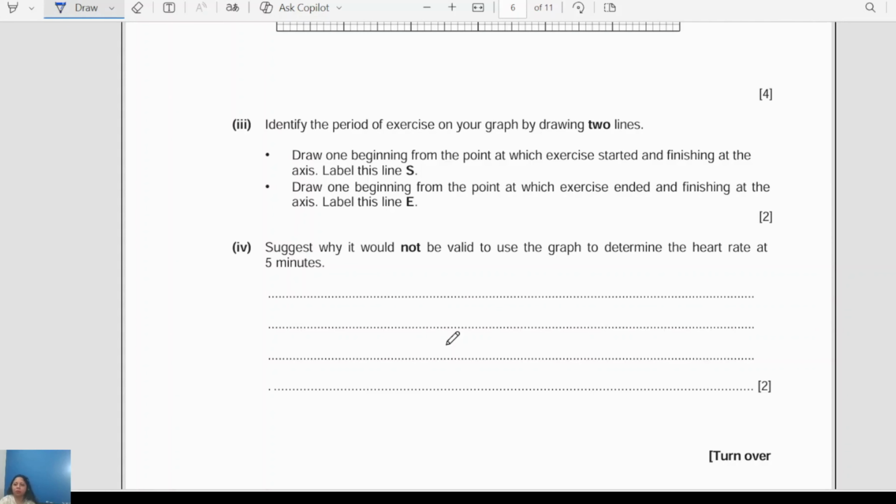Data is not given. Data is missing between 2 to 7 minutes. It's of 2 marks. Data is missing between 2 to 7 minutes. Don't write between like this, write a complete spelling: 2 and 7 minutes.